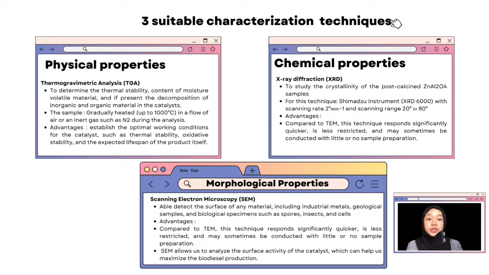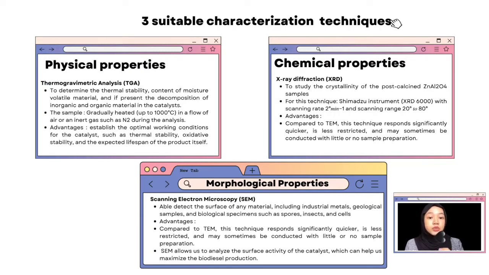So I'll present the 3 suitable characterization techniques to investigate the physical, chemical and morphological property of the proposed catalyst. For this project, the proposed catalyst that we chose is sulfonated mesoporous zinc aluminate. And so for the physical property, the technique that we chose is thermogravimetric analysis.